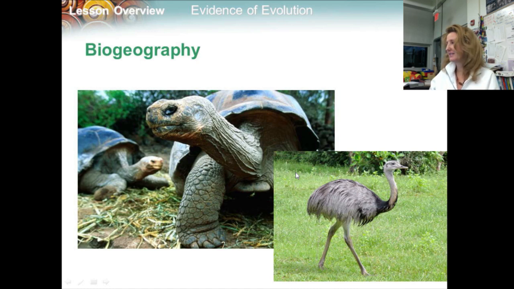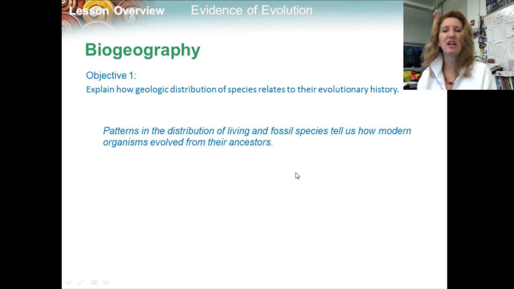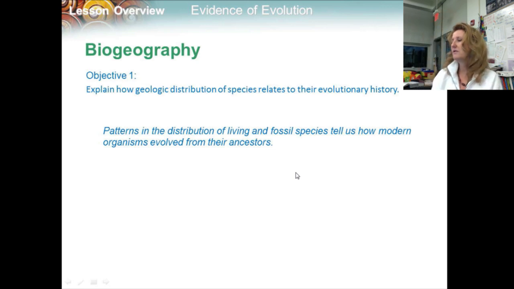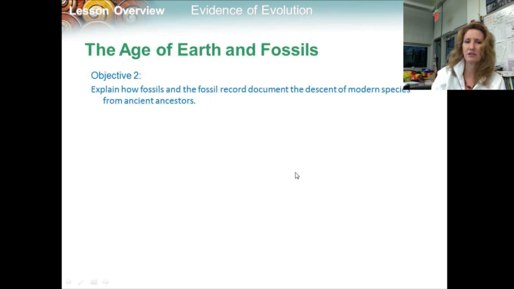There you go. That's the first objective. Explain how geologic distribution of species relates to evolutionary history. What Darwin knew is that patterns in the distribution of living and fossil species tell us how modern organisms evolved from their ancestors. But there are 2 patterns that Darwin noted, so know them both. We'll discuss them in class too.